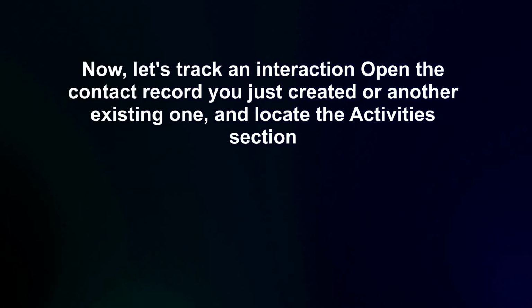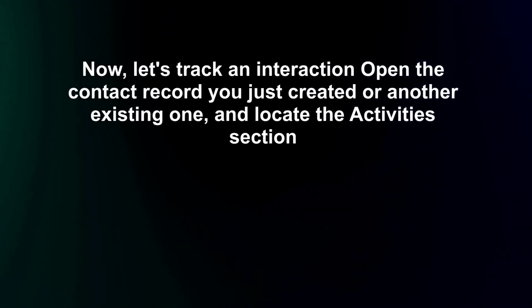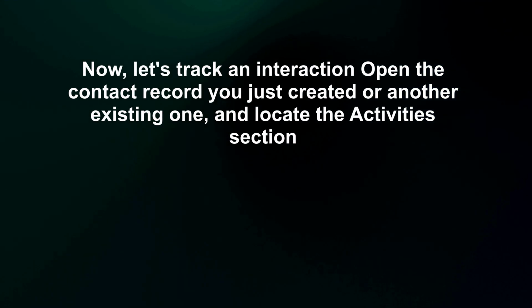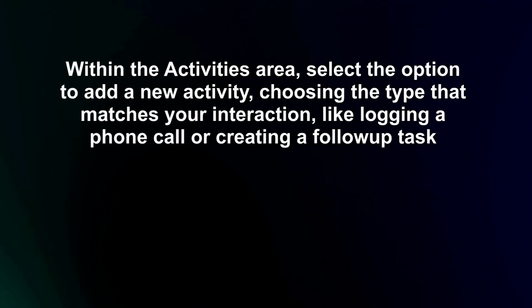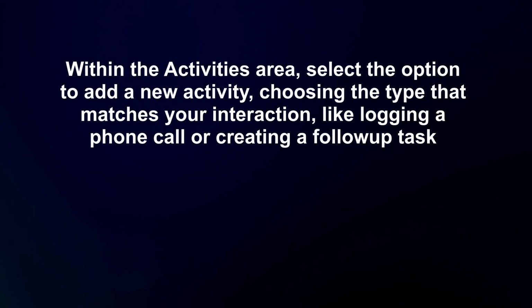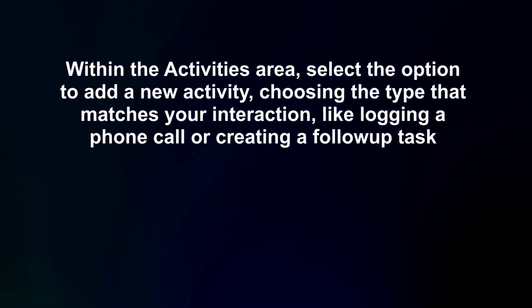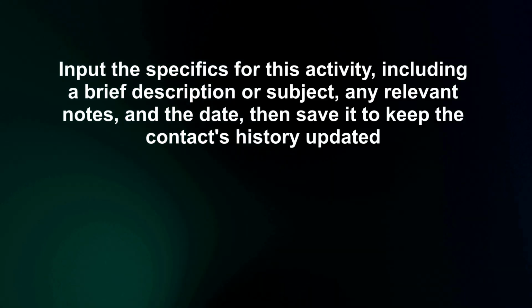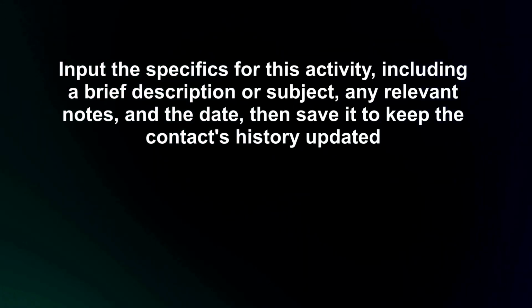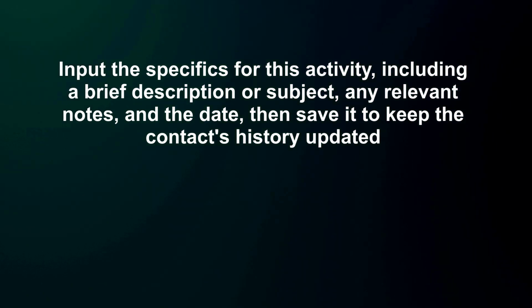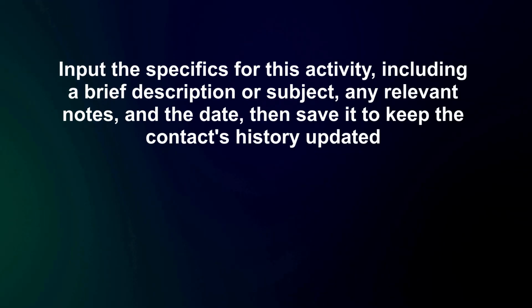Now, let's track an interaction. Open the contact record you just created or another existing one, and locate the Activities section. Within the Activities area, select the option to add a new activity, choosing the type that matches your interaction, like logging a phone call or creating a follow-up task. Input the specifics for this activity, including a brief description or subject, any relevant notes, and the date. Then save it to keep the contact's history updated.